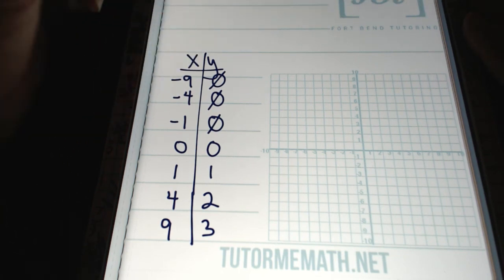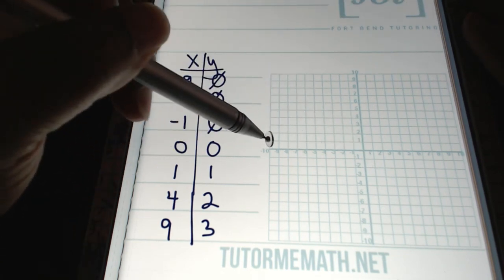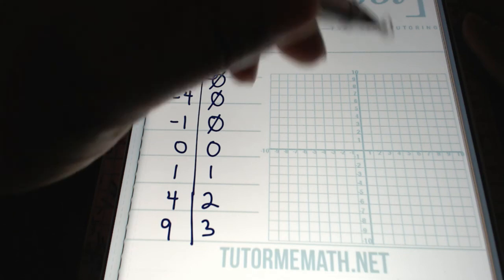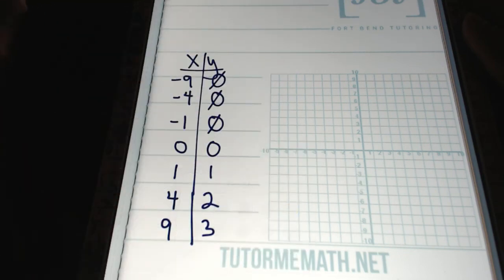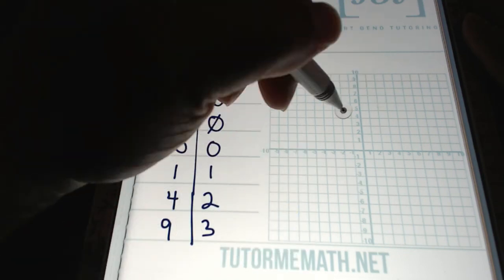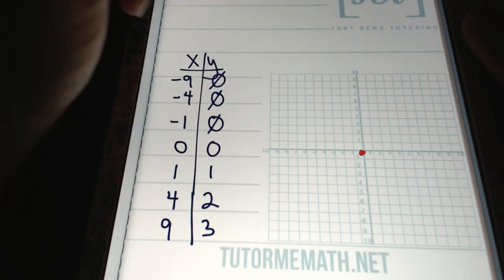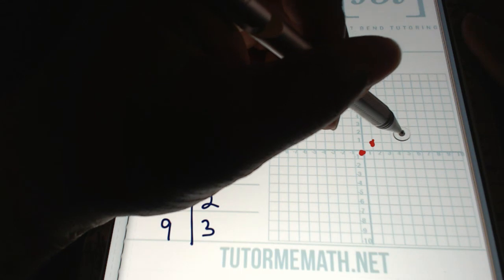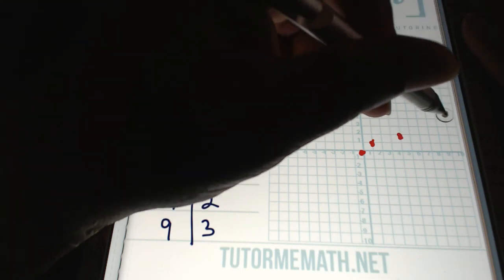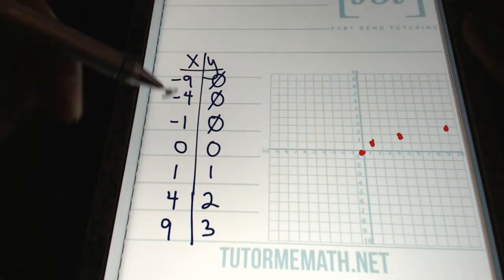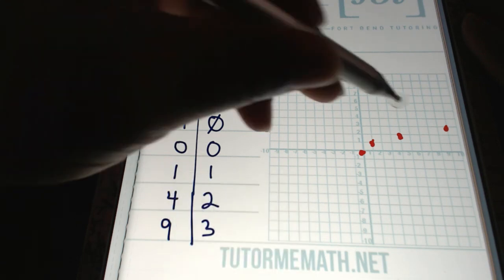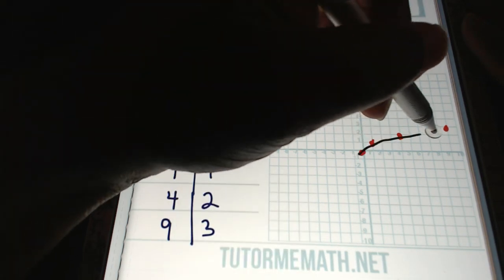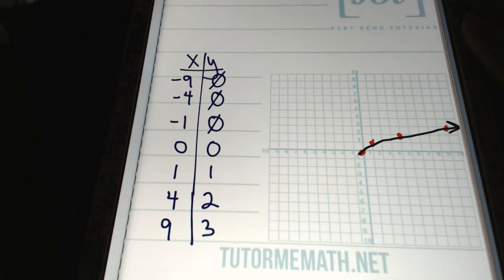Let's see what happens. We can't plug in any negative values. That's clear, right? But we can start by plugging in values that are positive and 0. So 0 works, you plug in 0, you get 0. Plug in 1, you get 1. You plug in 4, you get 2. You plug in 9, you get 3. And if I were to go ahead and graph this, you end up with a function that looks like that.